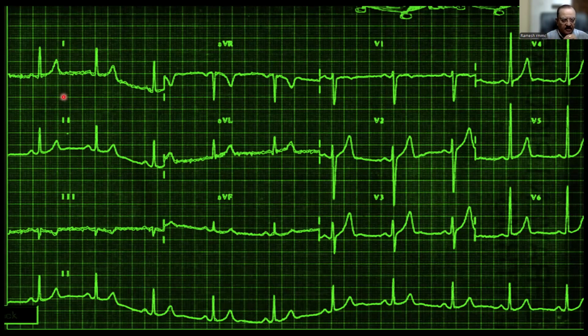If you want to be very accurate, how many small squares are there? 5, 10, 15, 20, plus 2, 22 small squares. So what is the formula? 1500 divided by 22. I have worked it out for you. It is 68. So if you say the heart rate is 75, you are right. If you say it is 68, you are very accurate. That's how you calculate the heart rate.